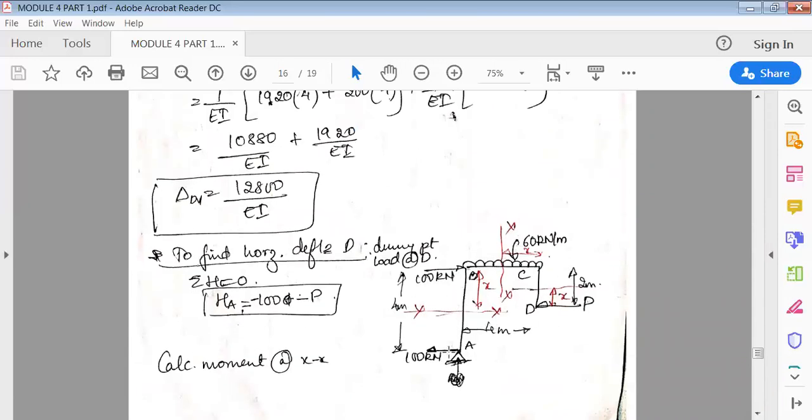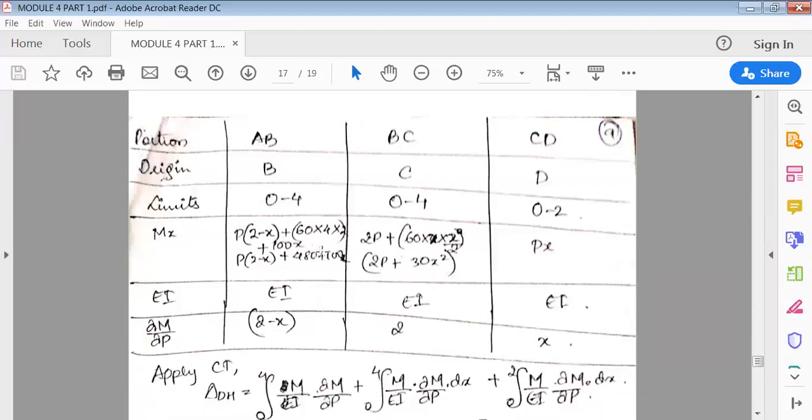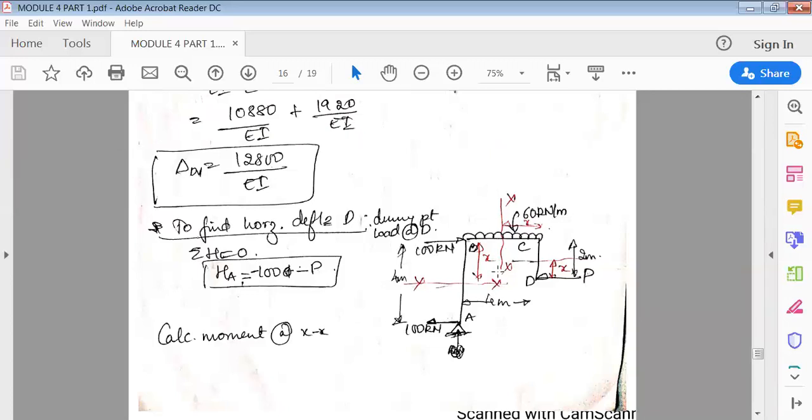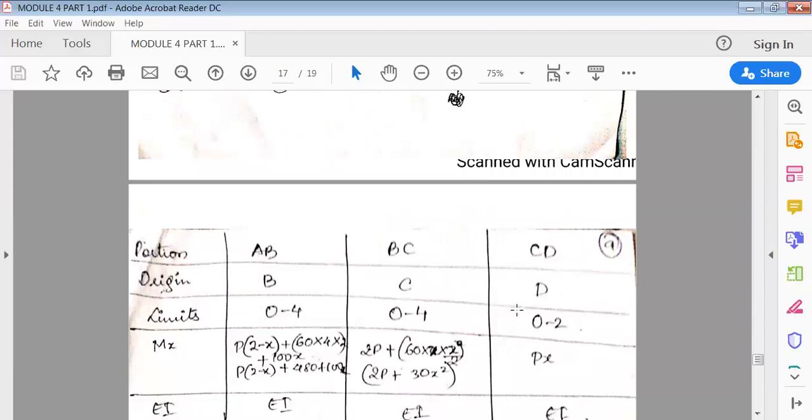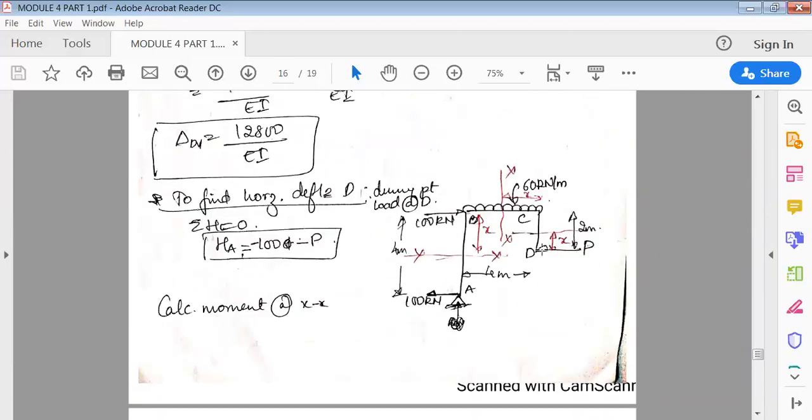Next, 60 into perpendicular distance, so 60 into 4 into 4 by 2. Next, 100 into x. Similarly, next I cut this section here. P into perpendicular distance, and the perpendicular distance is 2, so P into 2. Next, 60 into x by 2. That's it, you're looking only at the right side of the section.